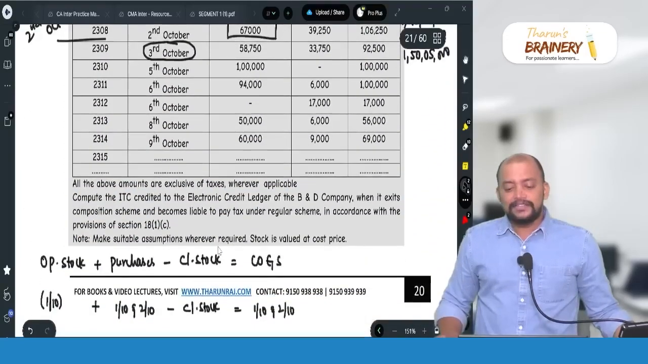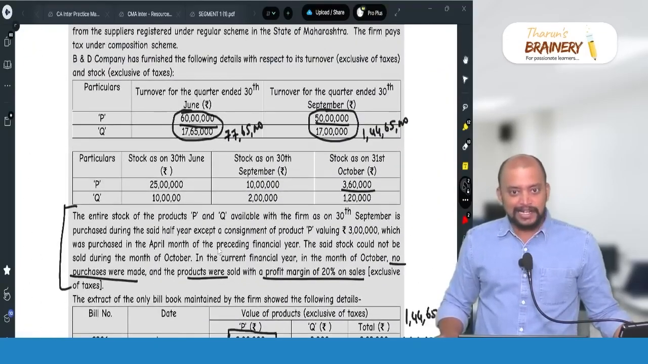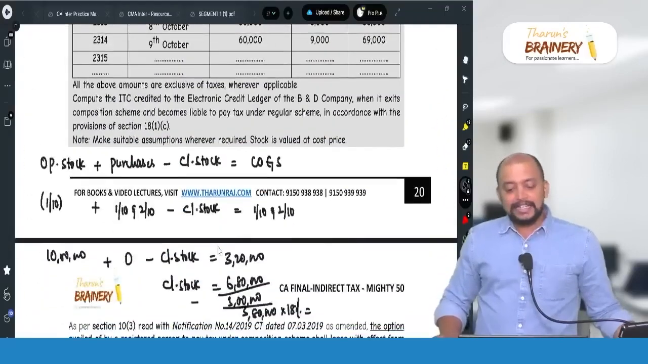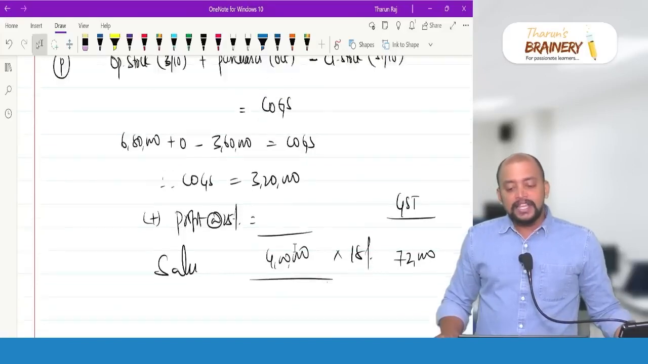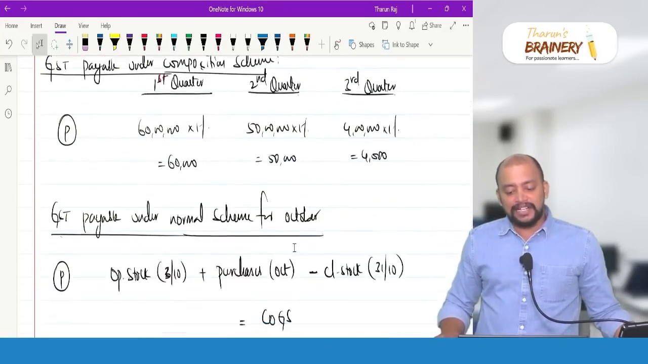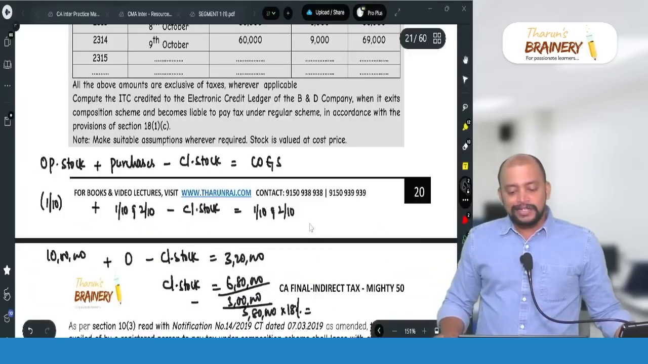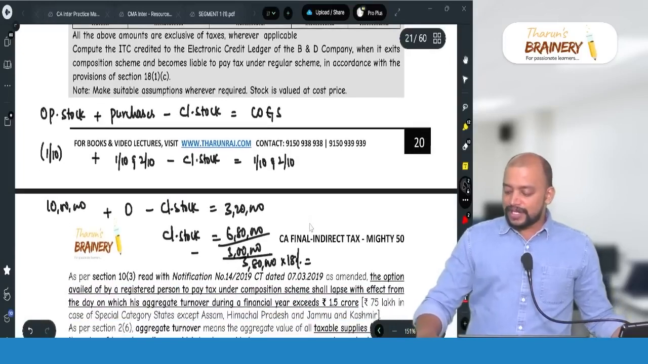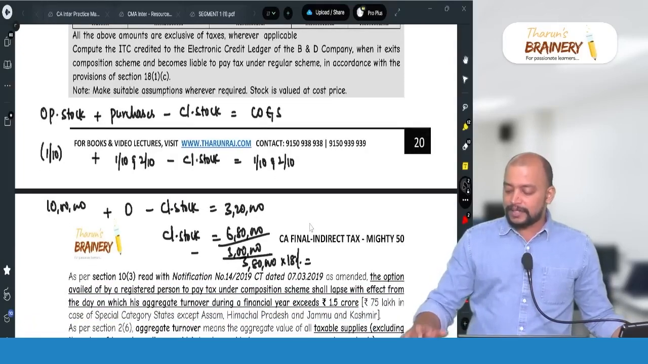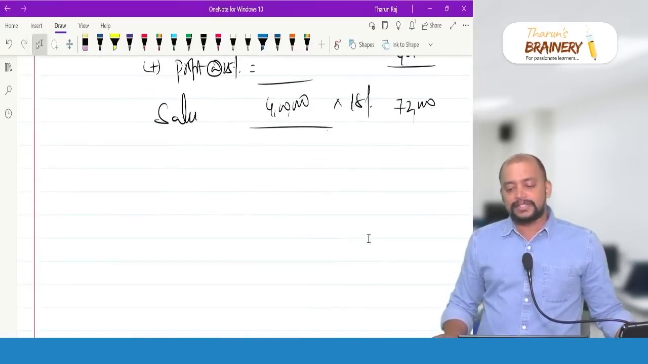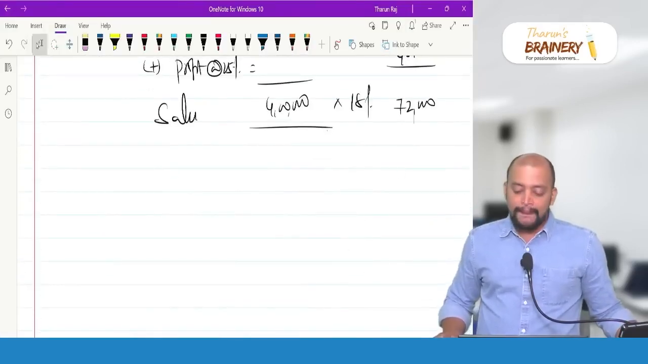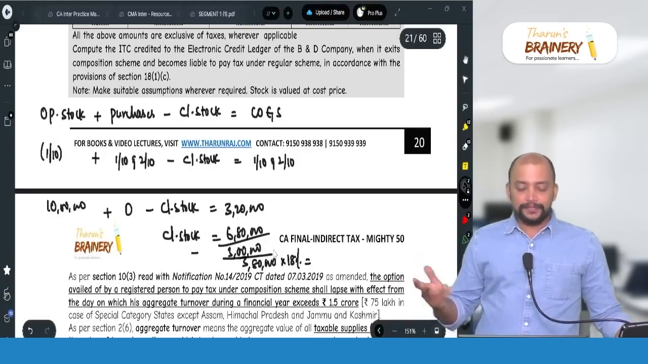ITC, we don't have any inward supply data. And ITC, yes. If they are asking net GST liability, this is gross liability. If they ask net GST liability, we availed some ITC on this. That is 3,80,000 into 18%, something like 68,400. So that can be adjusted from this 72,000. Okay. But if they ask net liability.